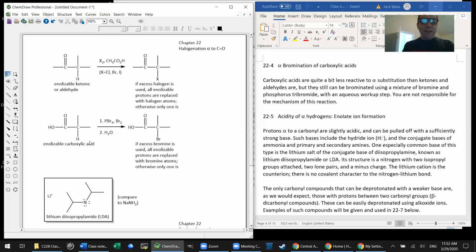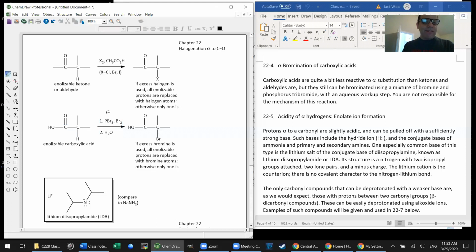You replace one enolizable hydrogen with bromine if there's one equivalent of bromine, or if it says there's an excess of bromine, then you will replace any and all enolizable hydrogens. And because we're going through the acid bromide, this is why we need the aqueous workup. And again, that's a separate step. So in real life, you would dissolve your carboxylic acid up in whatever solvent, or possibly not even use a solvent.